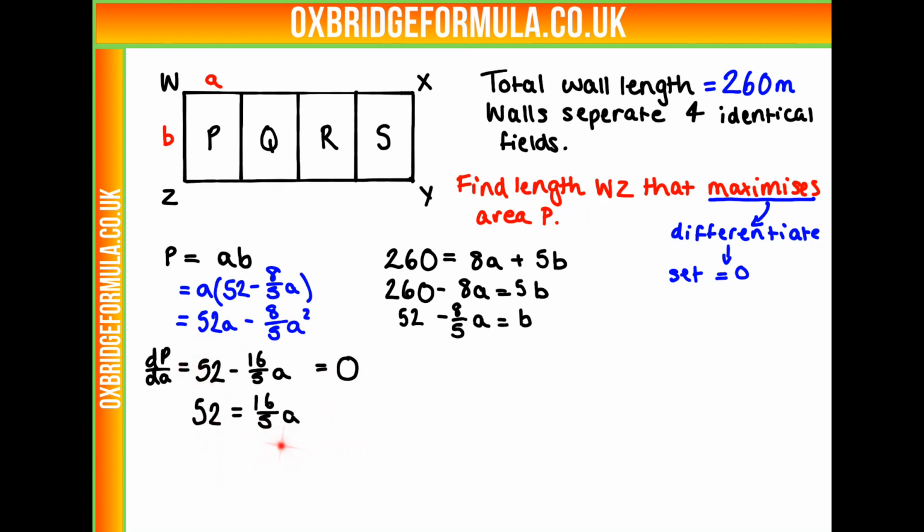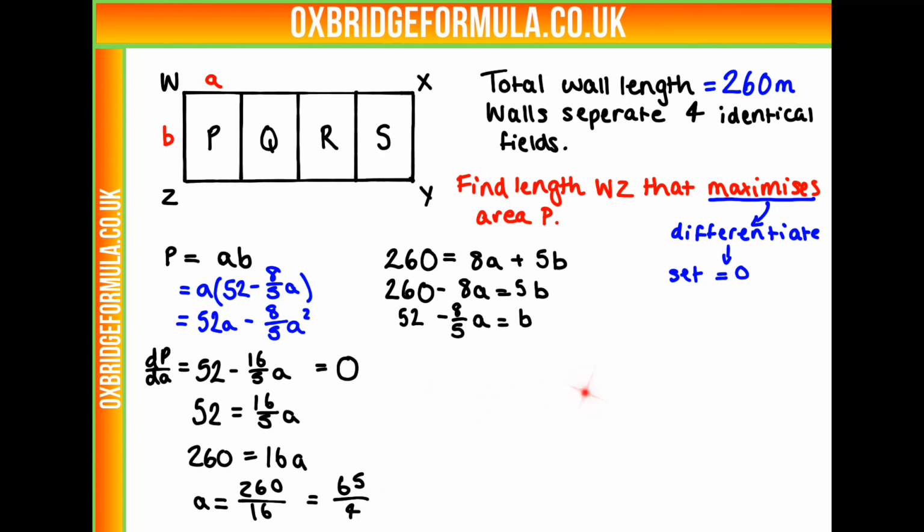So we're going to get 52 equals 16 over 5A, or 260 equals 16A, which is timesing it by 5 there, and then A equals 260 over 16. Then we can simplify that down, just dividing it by 4 on both top and bottom, to 65 over 4. So we have a numerical value for A. This allows us to work out our lengths.